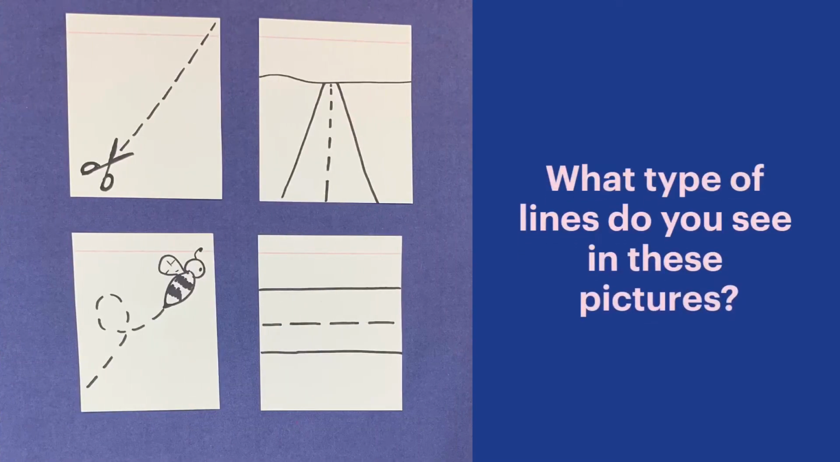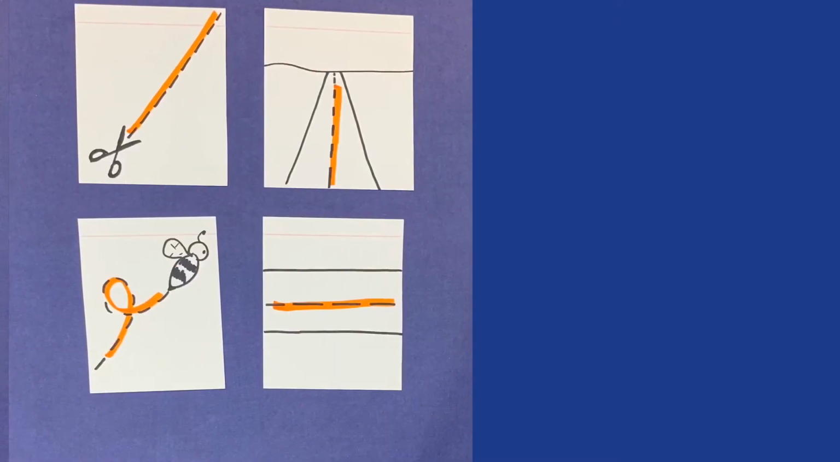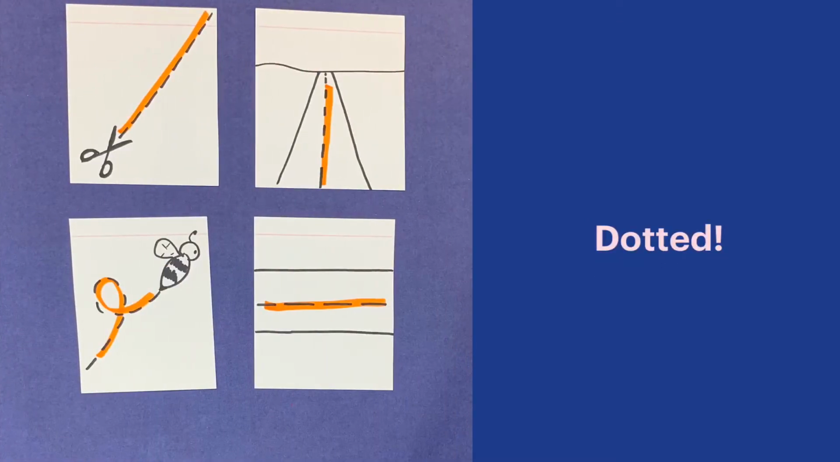What type of lines do you see in these pictures? Dotted lines. Dotted lines are great for showing direction or giving you guidance. Dotted lines can show where a bee has been buzzing or how tall of letters you're supposed to make. They show you where to cut or which lane to drive in.